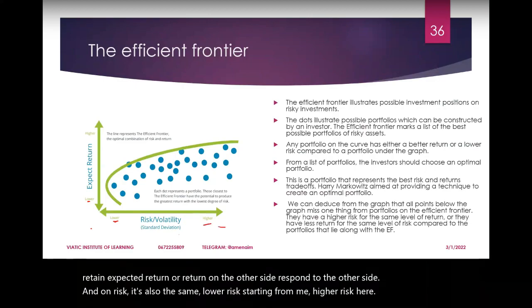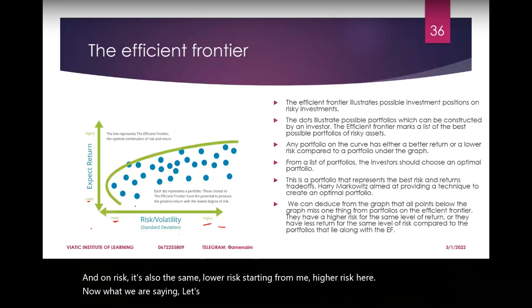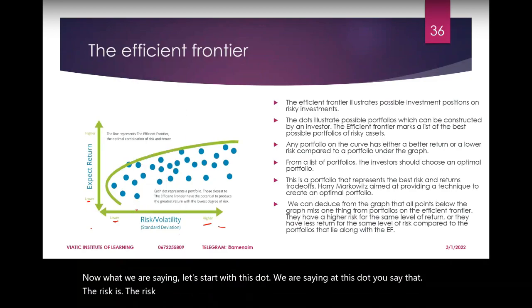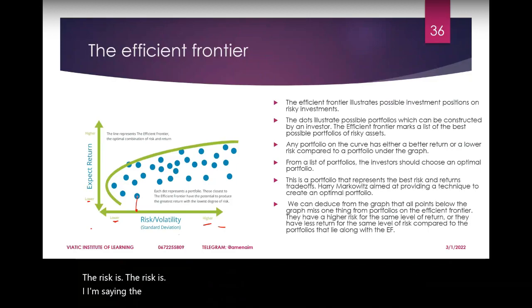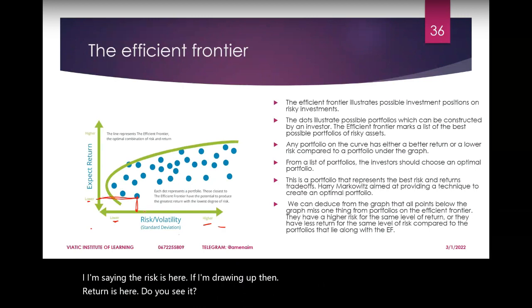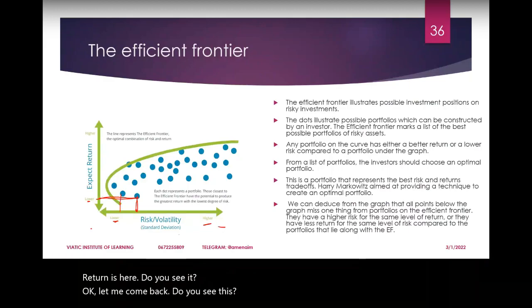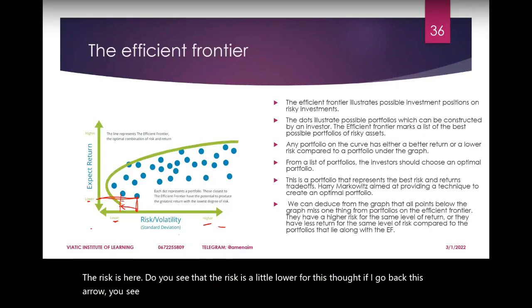Now let's start with this dot. At this dot, you see that the risk is here. If I'm drawing up, then the return is here. Do you see it? Okay, let me come back. Do you see this dot? The risk is here. Do you see that the risk is a little lower for this dot? If I go back with this arrow, you see we are coming back. So the risk is less, but the return is higher.